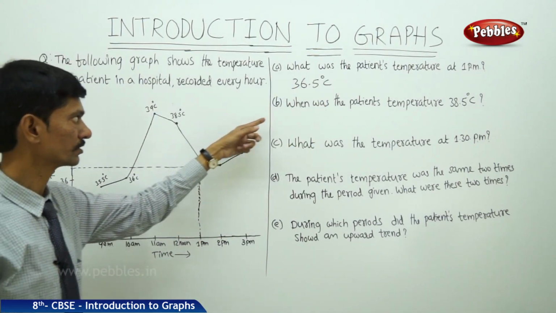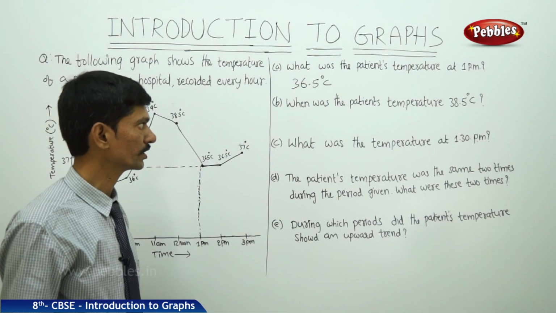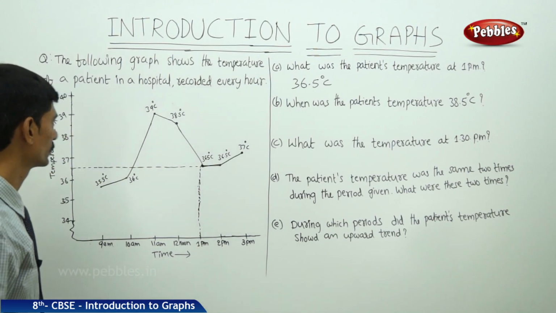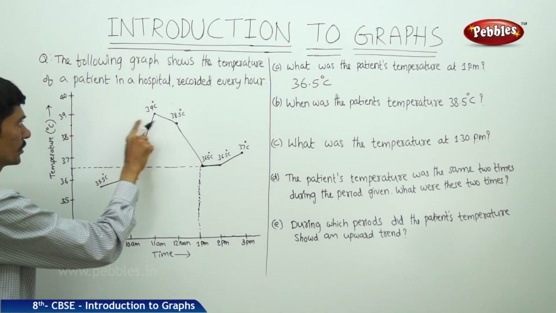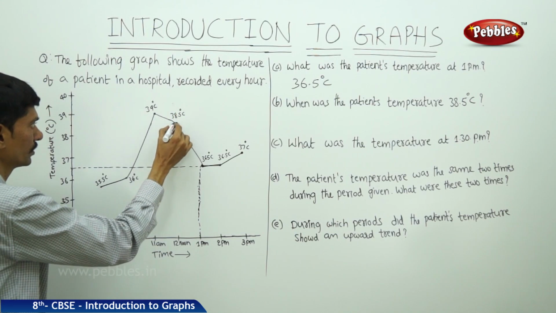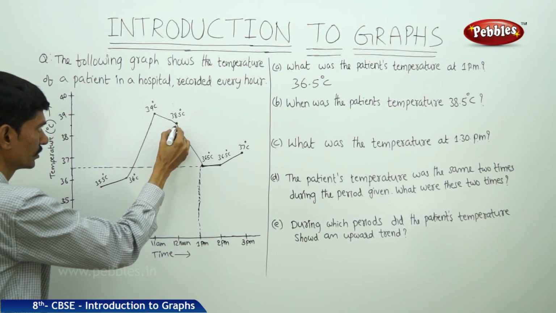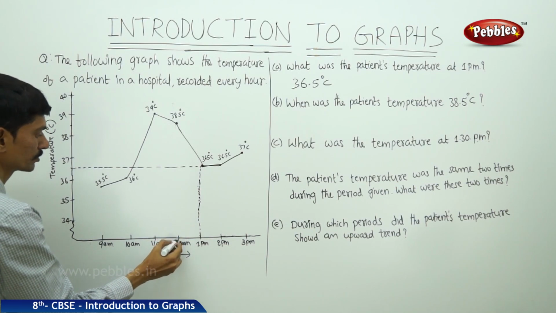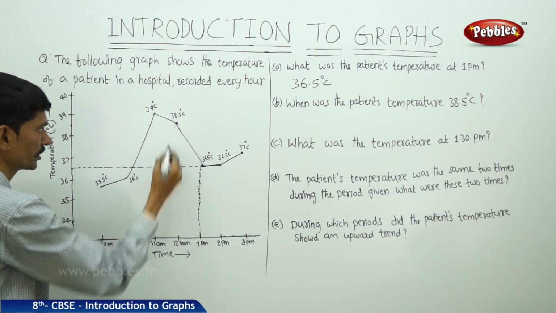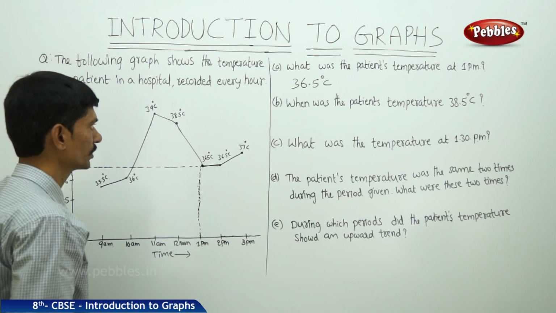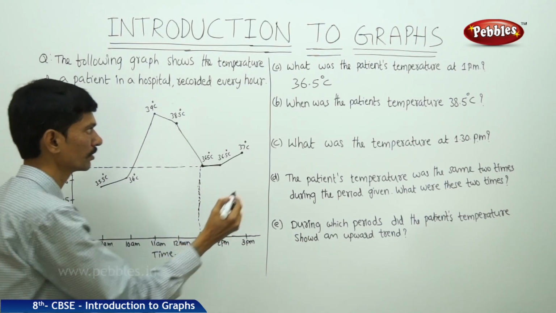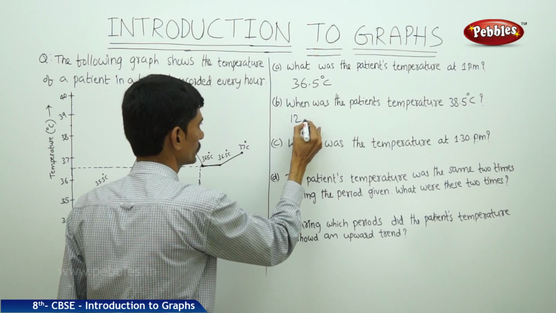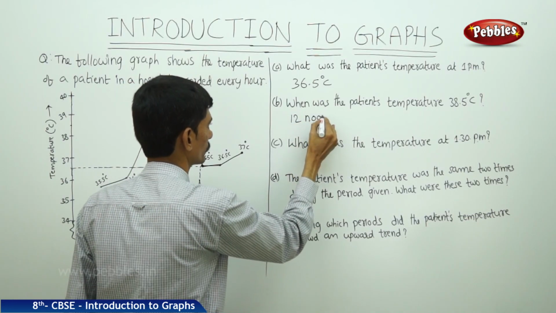Now the second question is, when was the patient's temperature 38.5 degrees centigrade? So the patient's temperature 38.5 degrees centigrade is given here. From here if you draw the vertical line, it will meet the horizontal line at 12 noon. So the patient's temperature was 38.5 degrees centigrade at 12 noon. So we can write the answer as 12 noon.